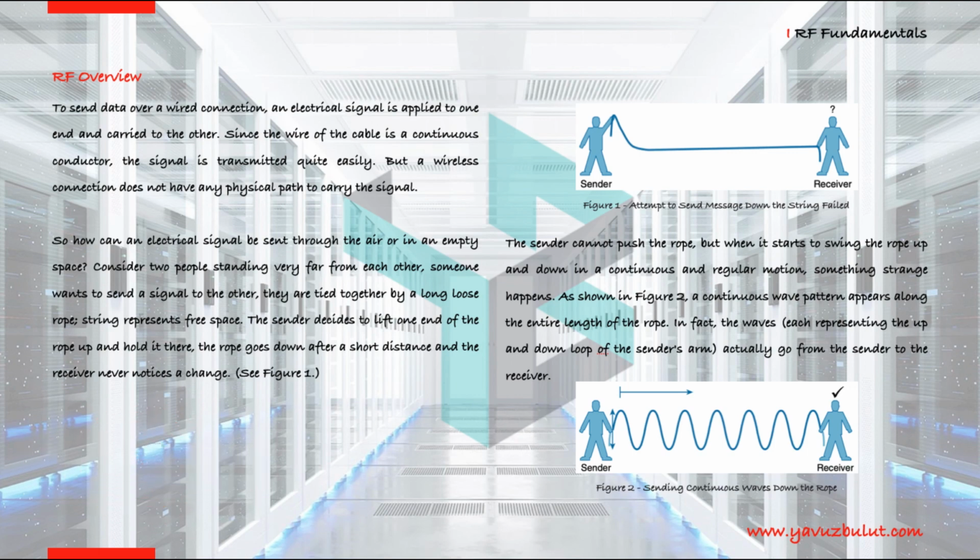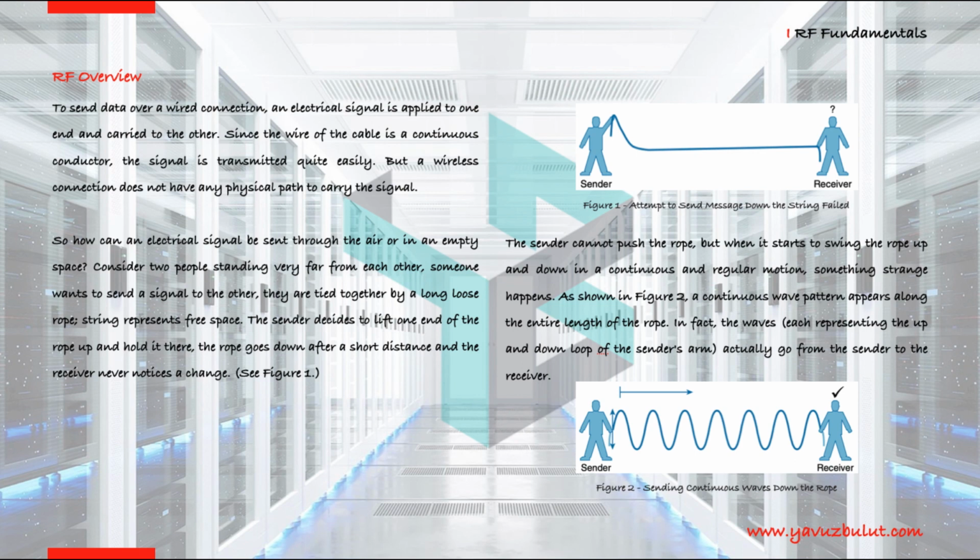To send data over a wired connection, electricity is applied to one end and transported to the other. The signal can be easily transmitted because the wire of the cable is continuously conductive, but a wireless connection does not have any physical way to carry the signal, so how can an electrical signal be sent in the air or in an empty space?